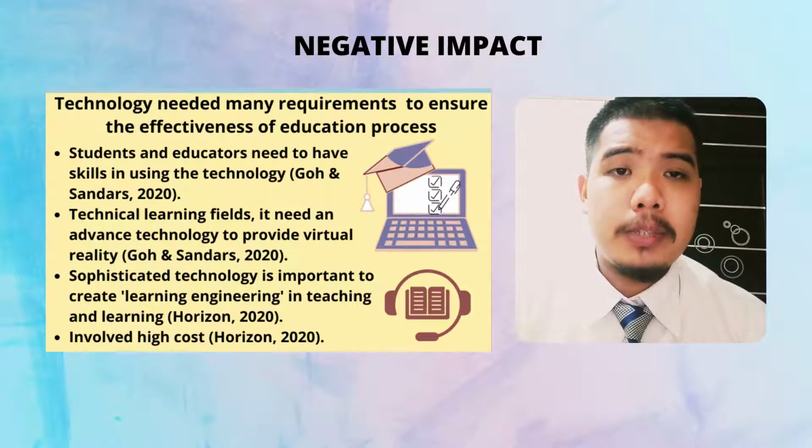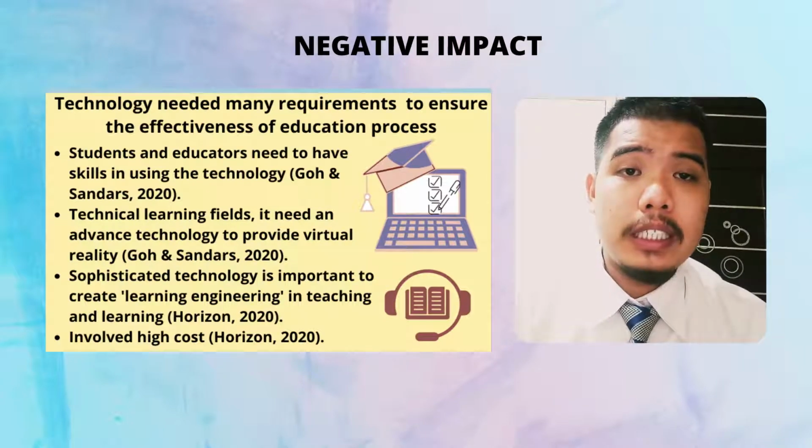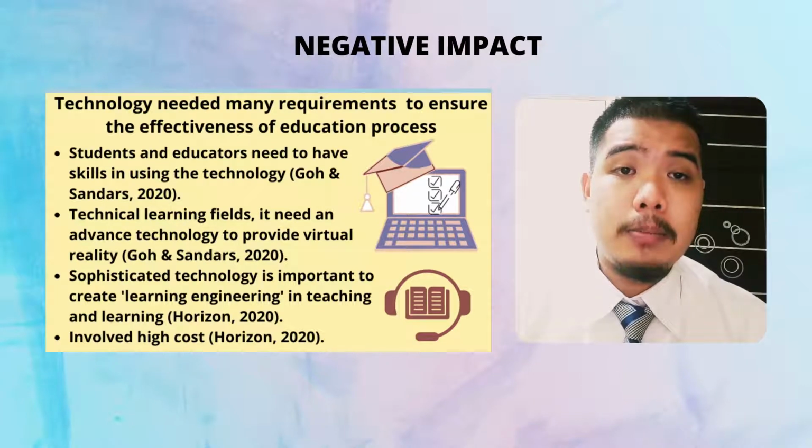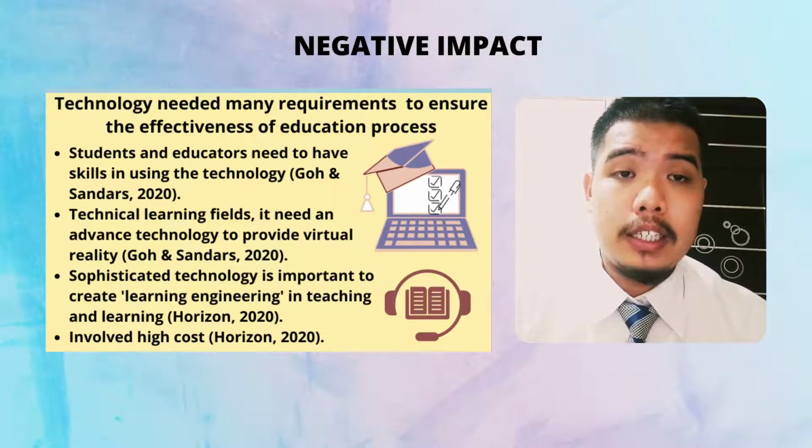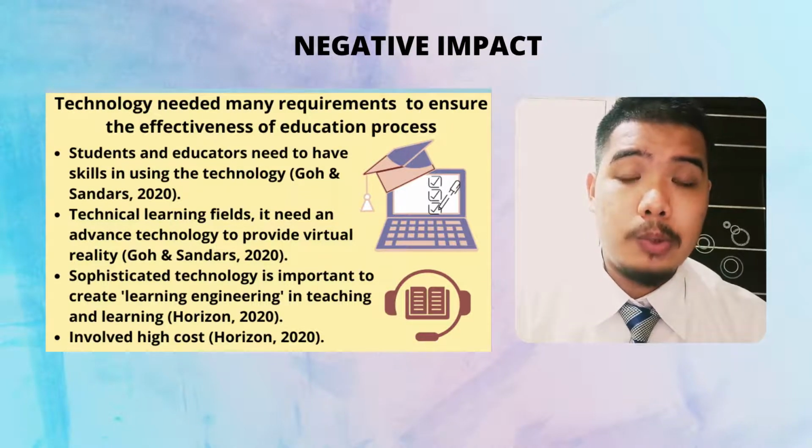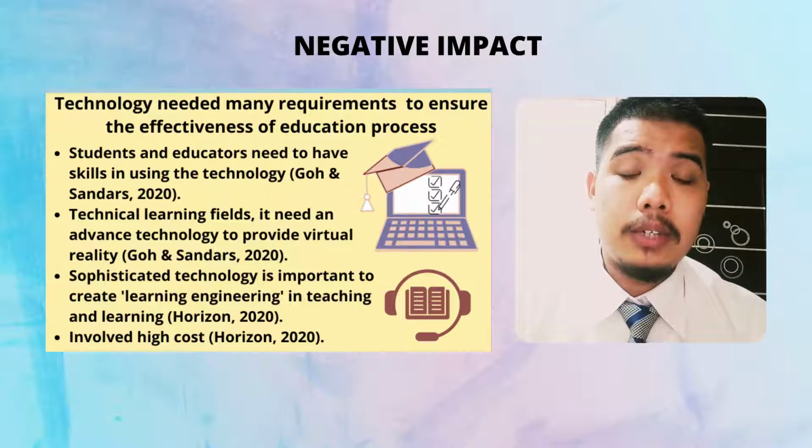Many requirements need to be fulfilled in ensuring the effectiveness of the teaching and learning process, which means the implementation cannot be done drastically without proper planning to ensure efficient operation and effective results. This is supported by Go and Sanders 2020, where students and educators need to have skills in using technology for the desired outcome.